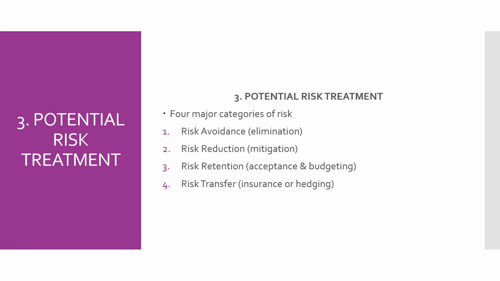And then risk transfer. Here either insurance or hedging takes place. It is a transfer of risk from one individual to another who is more willing to bear the risk. Insurance is the most widely used means for reducing risk by transfer. So the person to whom the risk is being transferred is the insurance company, who is willing to bear that risk for us. So this is with respect to potential risk treatment.